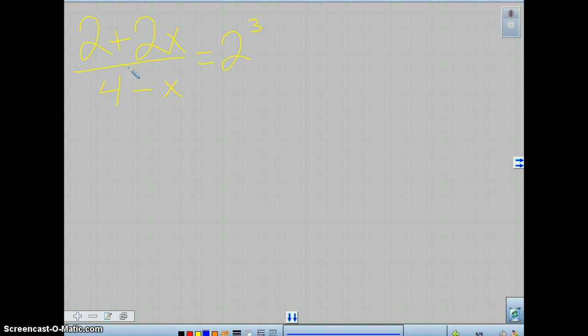2 plus 2x divided by 4 minus x equals 2 cubed. Now let's make this look a little bit cleaner, a little bit better. I'm going to go 2 plus 2x over 4 minus x equals, well, 2 cubed is 8, and I'm dealing with fractions, so I can just go 8 over 1, right like that. Now it's going to be pretty easy.